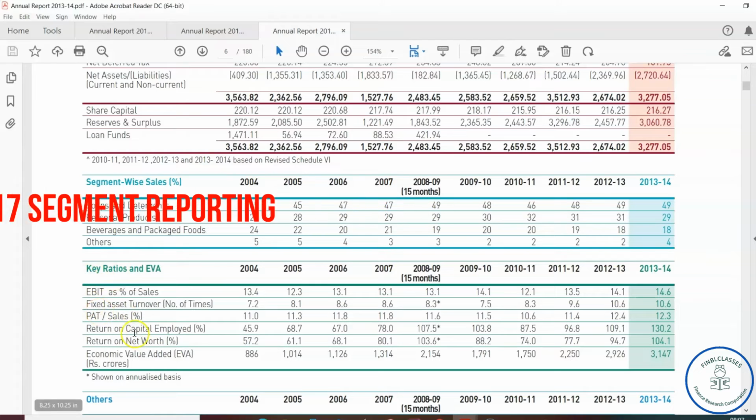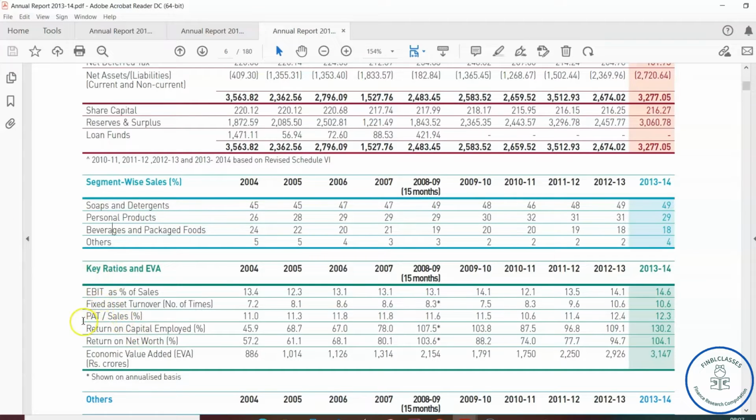Then they have given the key ratios. You find the PAT, profit after tax, which comes around 12.3%. In the previous year, 2012-13, it was 12.4, and now it has become 12.3, so that is a reduction of 0.1. Then what is the return on net worth? You find that it has increased from 94.7 to 104.1%, right?